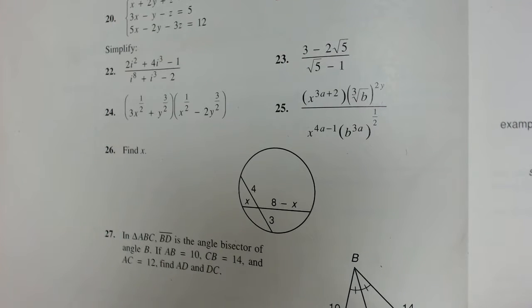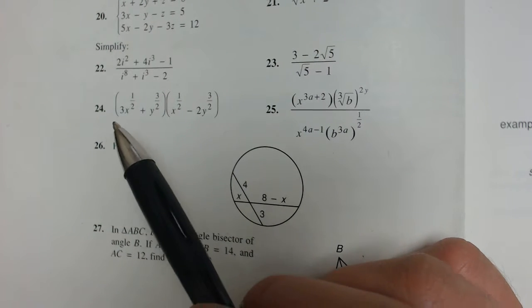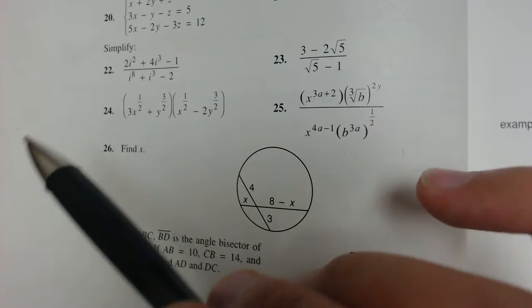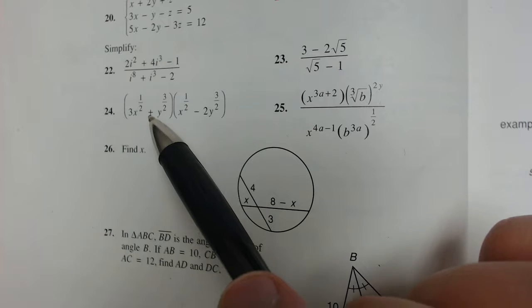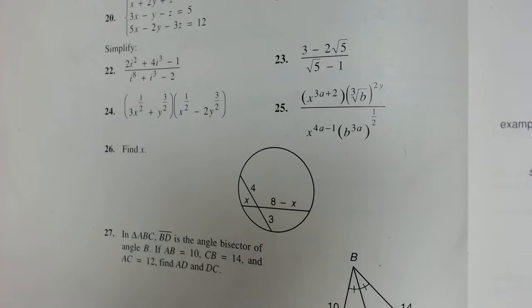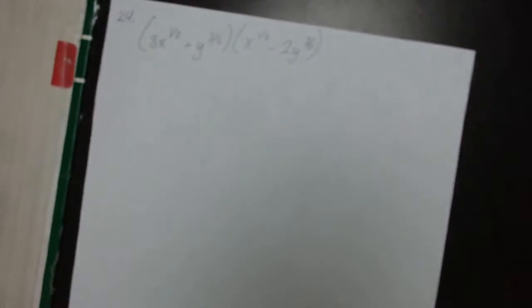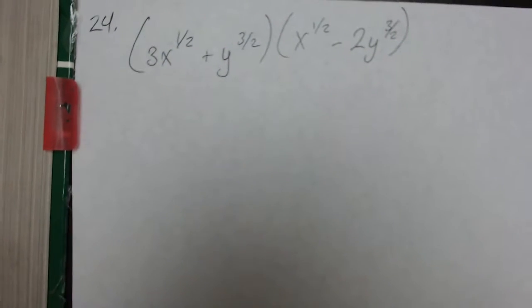Starting with 24. Now when we come to these problems, it may not be as readily apparent what we're supposed to do, but you'll notice that we have two polynomials inside of parentheses, and even though they look very different, we have to use the FOIL method to solve them. So let's go to our work paper.